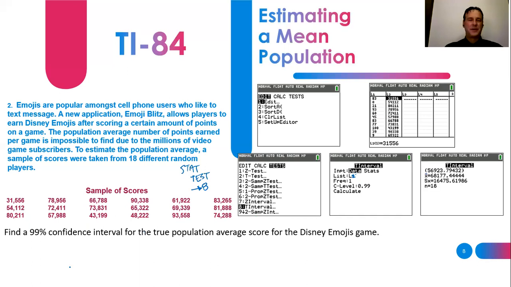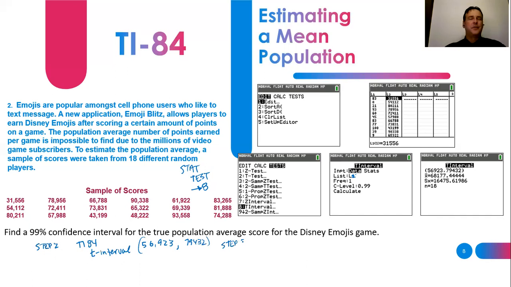So if I'm showing information for step 2, I'm just going to say TI-84, T interval, and I'll write the interval, 56,923 to 79,432. Okay, and what does that mean? Well, off to step 3.